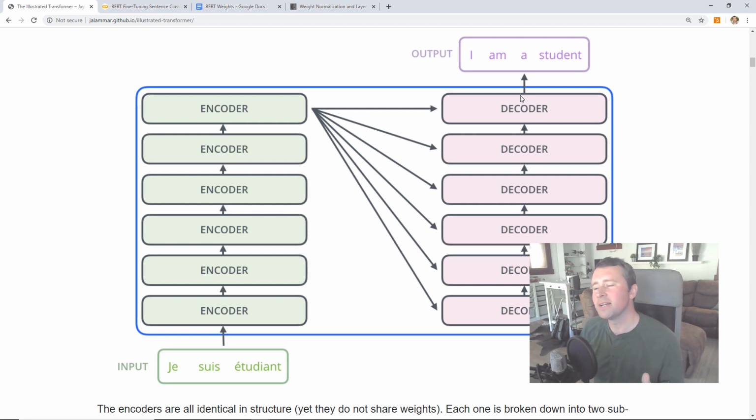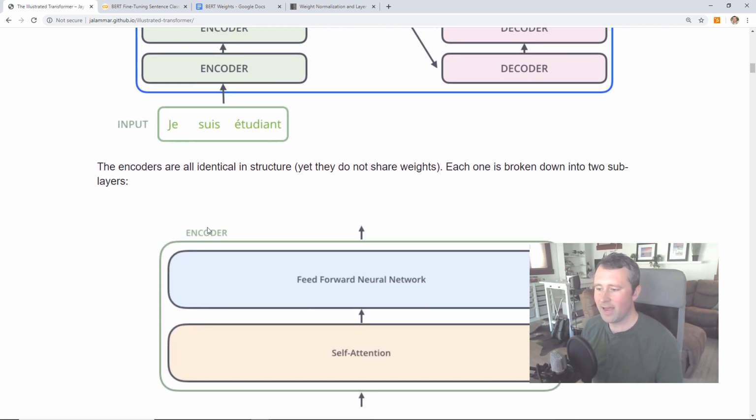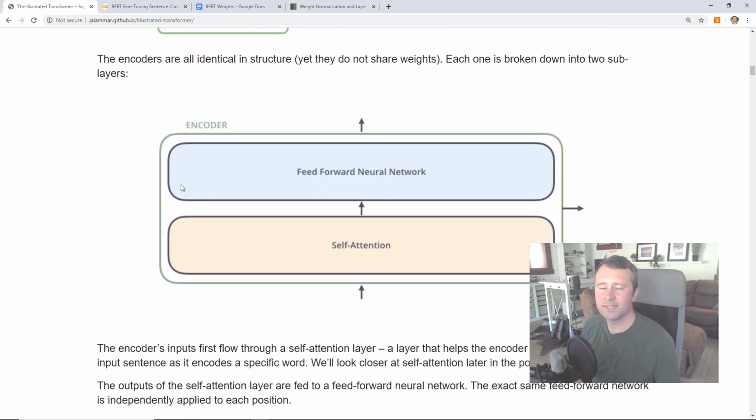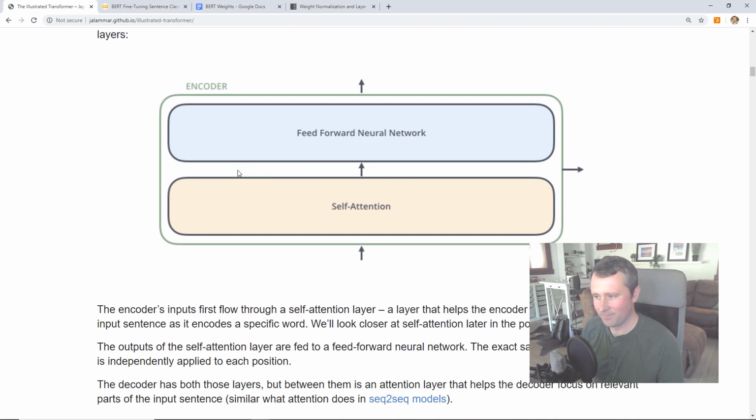So that's the original transformer architecture, but we talked about the fact that BERT actually just contains the encoder side. It doesn't include any of these decoder steps. And also, BERT has 12 encoders instead of 6. So with that, we are ready to talk about what's inside an encoder.